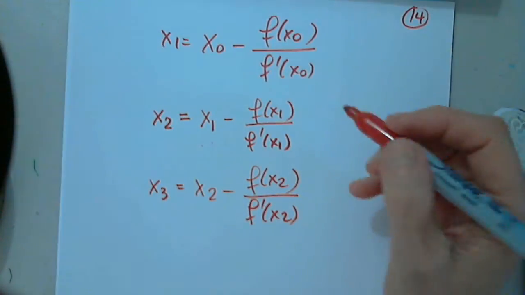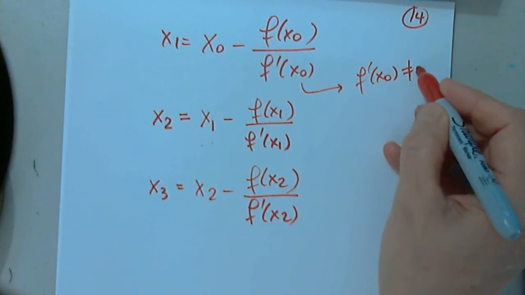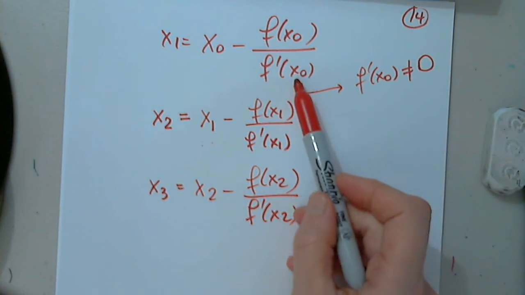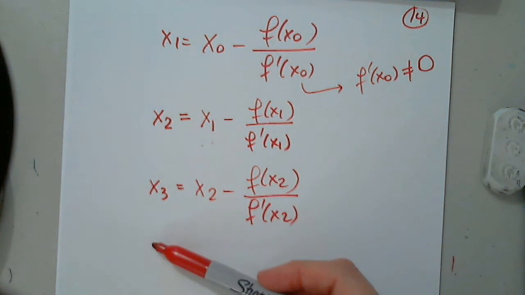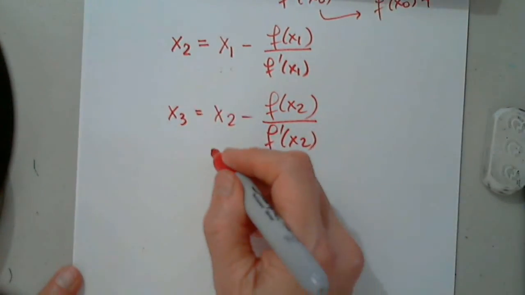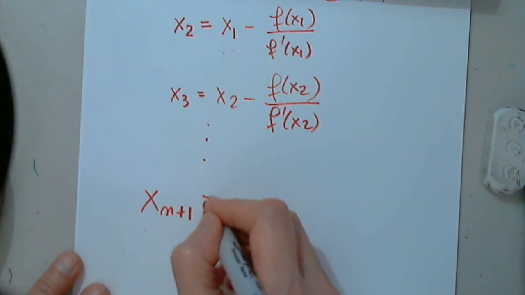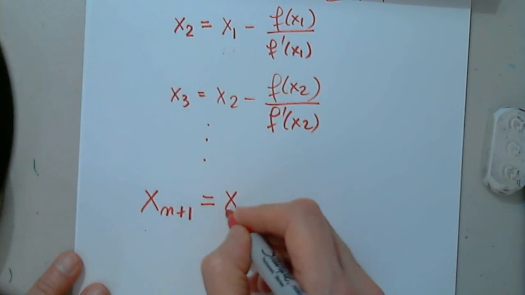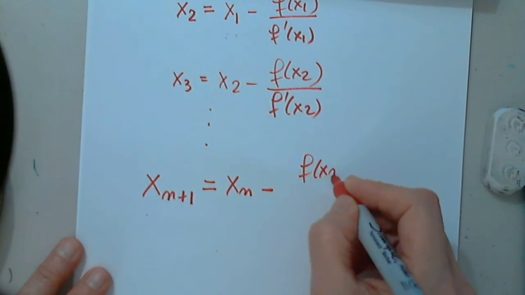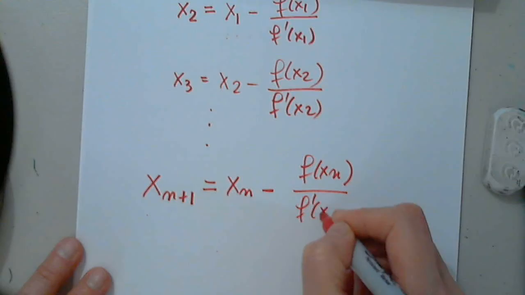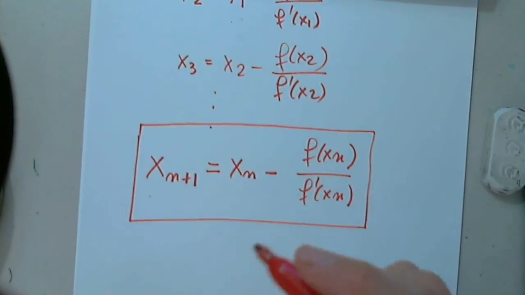So what is the potential problem? Make sure that f prime of x0 is not 0. If you choose an initial value that makes the derivative 0, you will never get anywhere. Okay? So in general, x n plus first iteration will be xn, because this is one less than the other, minus f of xn divided by f prime of xn. And this is Newton's method.